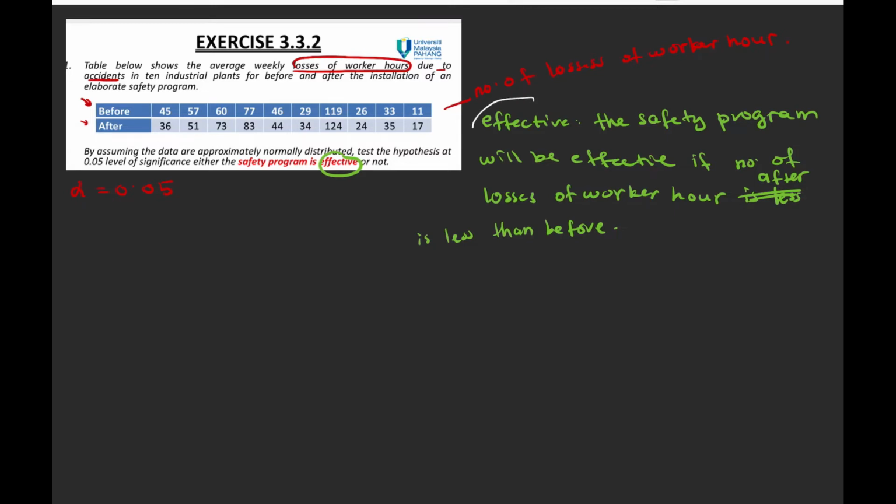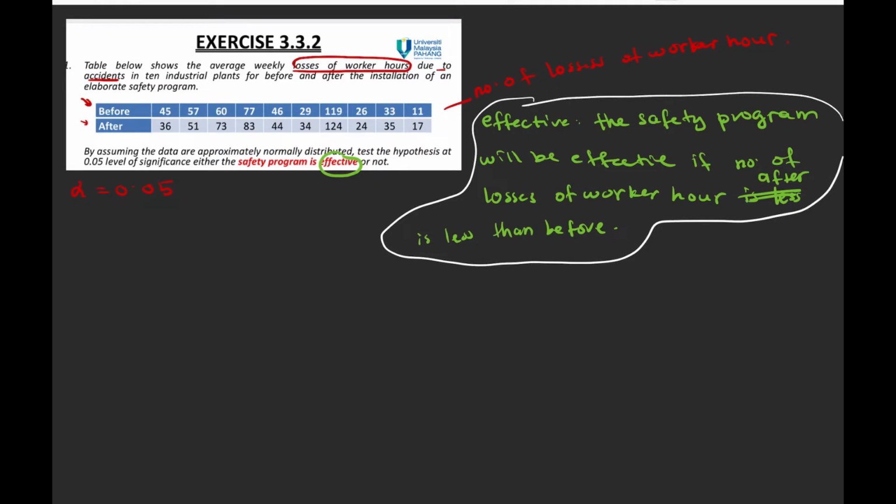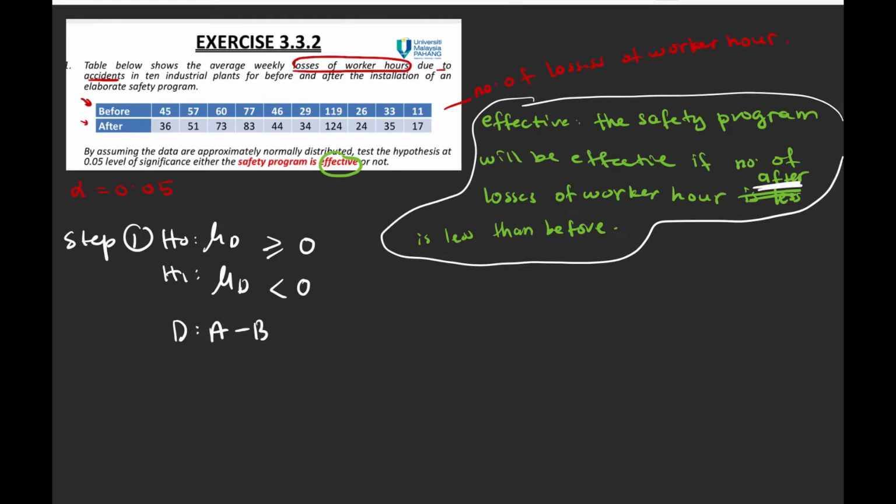So based on my claim, this one we will transform into the statistical notation. So step 1, H null, H1. Okay, so H null and H1 here will be in terms of mu D because this one is a dependent sample. And next here will be less than. So less than here, greater than and equal to here. Okay, here will be 0, 0. Where the D is, which one comes first? After. So after minus before.